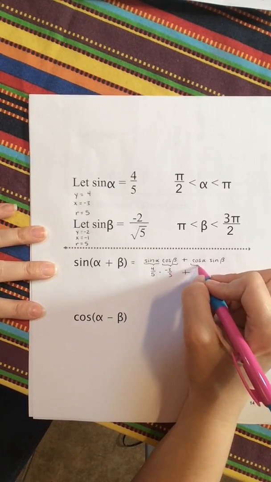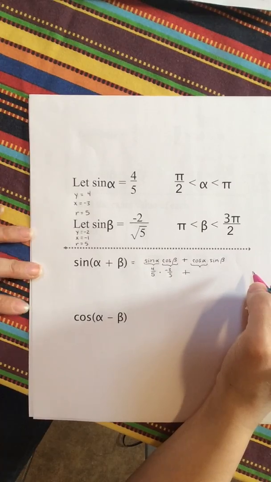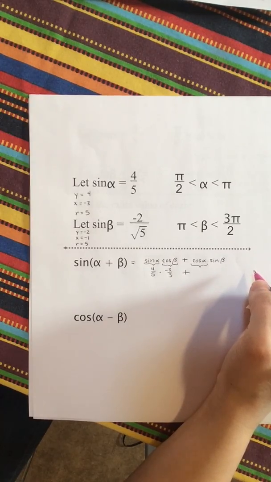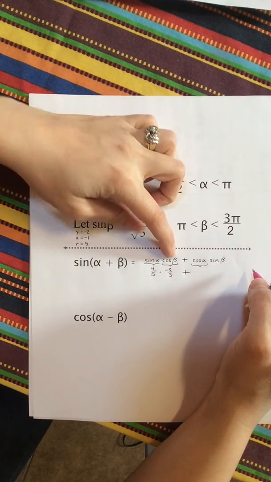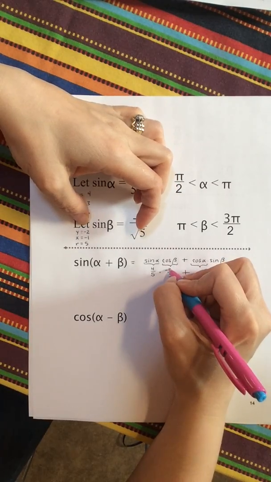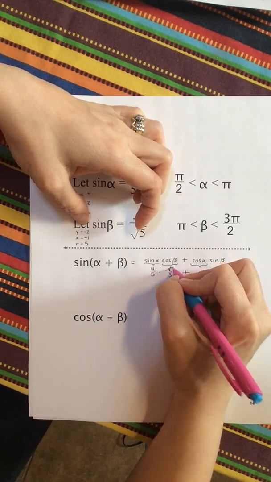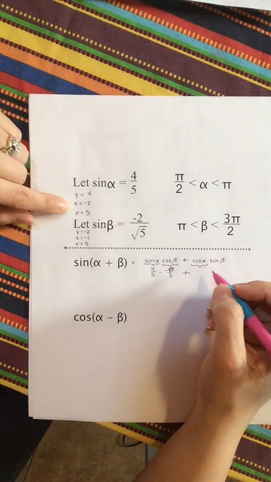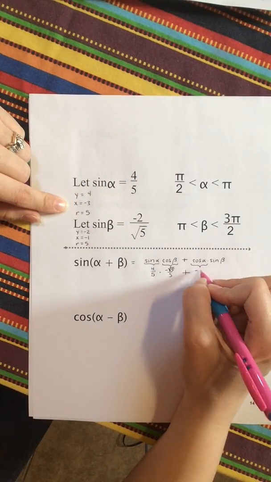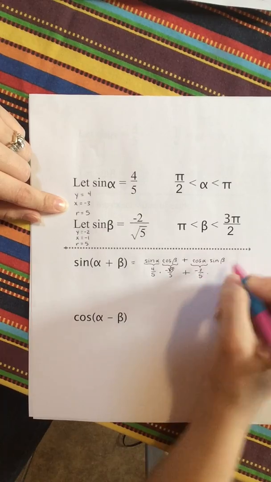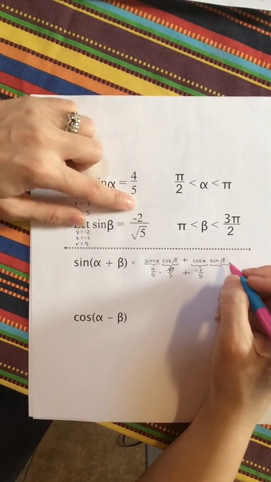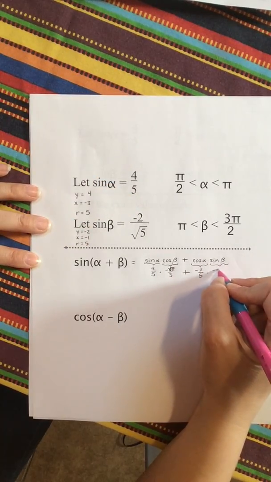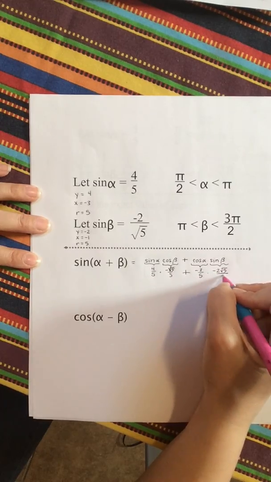Plus, now cosine of beta, sorry, was actually negative square root of 5 over 5. Sorry, I was looking at alpha. I got ahead of myself. So cosine of alpha is negative 3 over 5 times sine of beta, which is given to us. I'm just going to fix it real quick and write it as negative 2 square root of 5 over 5.